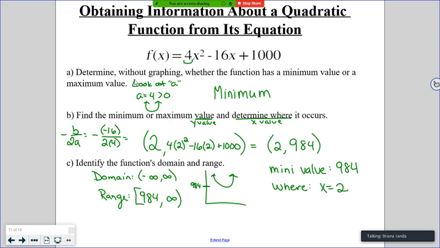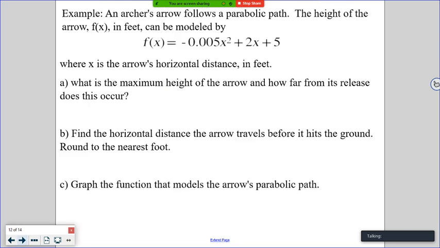All right, I think we got one more to go through. So again, kind of an ugly one to start with here. It says an archer's arrow follows a parabolic path. The height of the arrow, f of x in feet, can be modeled by f of x equals negative 0.005 x squared plus 2x plus 5, and x is the arrow's horizontal distance in feet. What is the maximum height of the arrow and how far from its release does this occur?